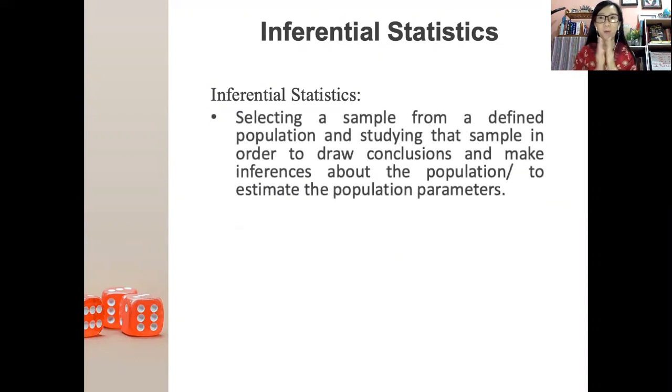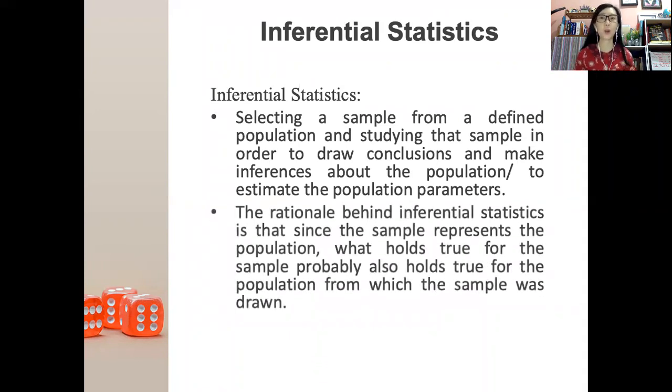When we use inferential statistics, we select a sample from a defined population and we study that sample in order to draw conclusions and make inferences about the population. In other words, we would like to estimate the population parameters. You still remember what a parameter is, right?